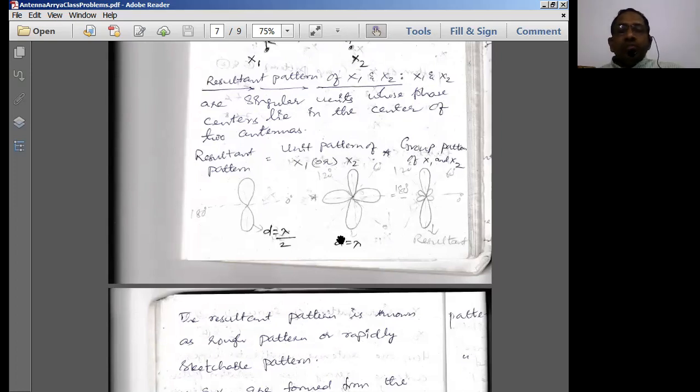Now let us go on finding the radiation pattern. Now, the resultant pattern of X1 and X2 you have to find finally. X1 and X2 are the singular units. Now they have become like singular units whose phase center lies in the center of the two antennas.